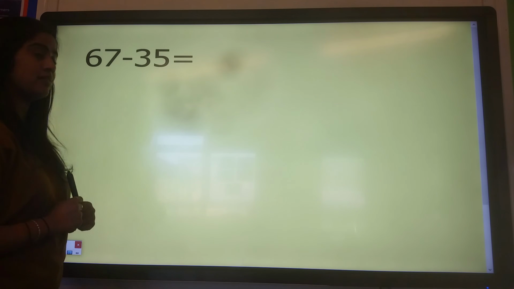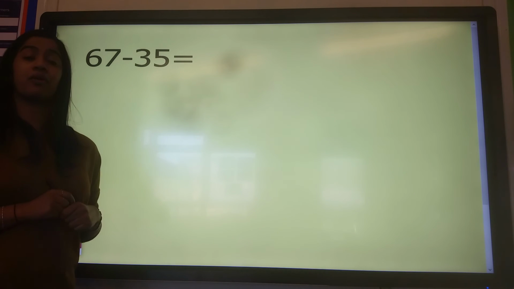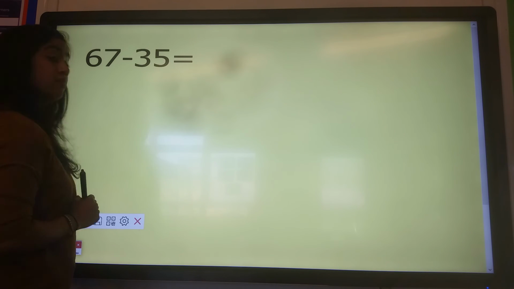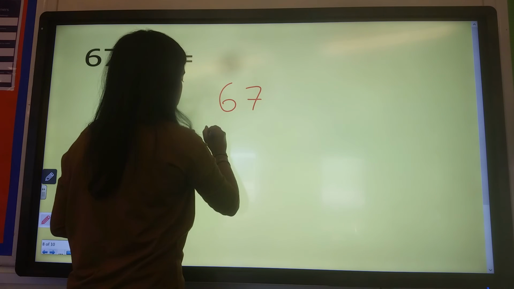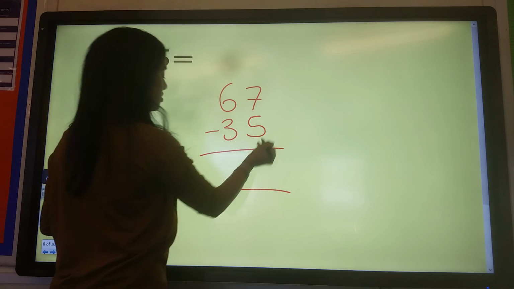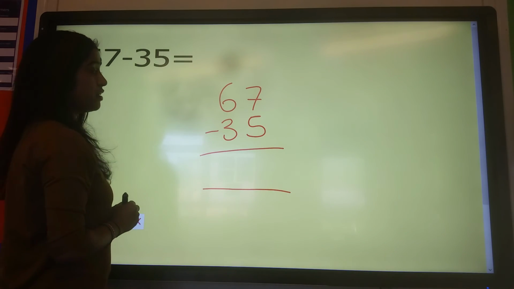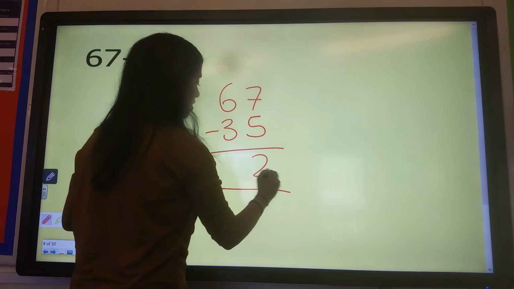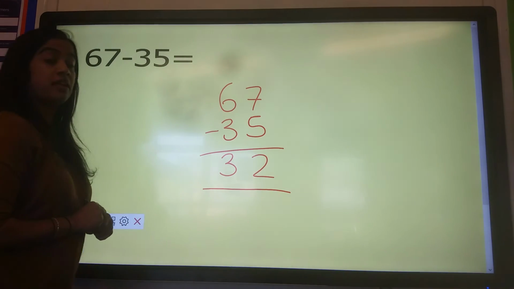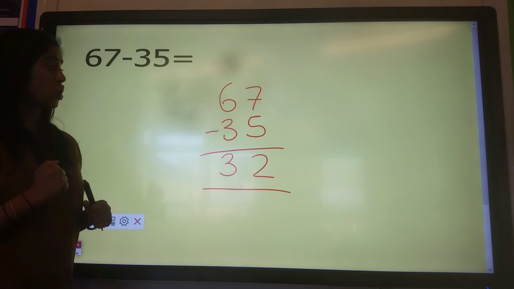Let's go on to our final number sentence. 67, take away 35, off you go. Are we ready? Let's have a look. 67 minus 35. Once again, I start with the numbers in the ones column. 7 minus 5 is 2, and 6 minus 3 is 3. Well done if you got the answer to that question correct.